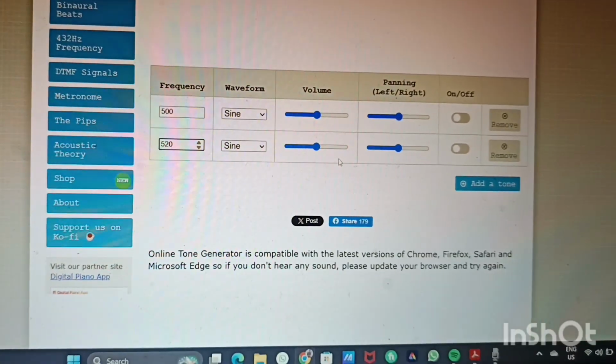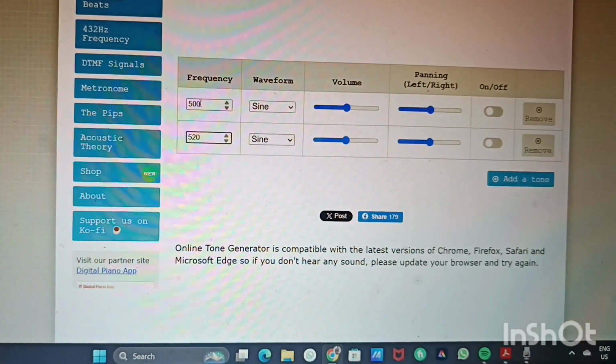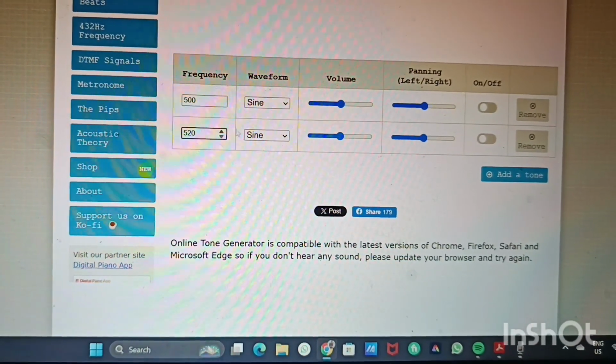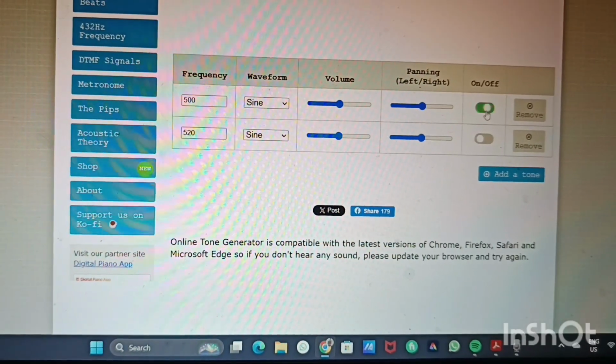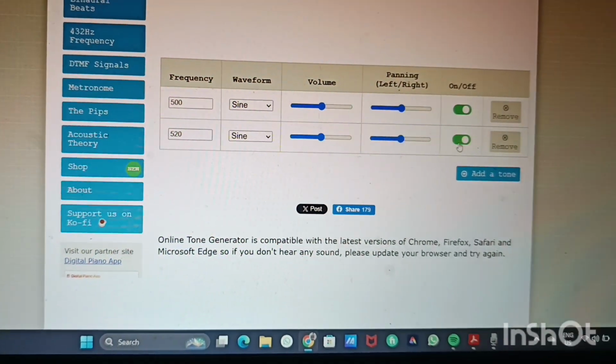For the fourth time, we are keeping source 1 constant at 500 and the source 2 frequency is 520, and now we are starting it and recording the frequency here.